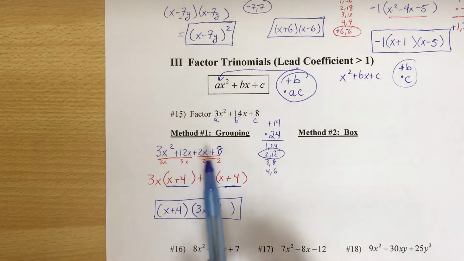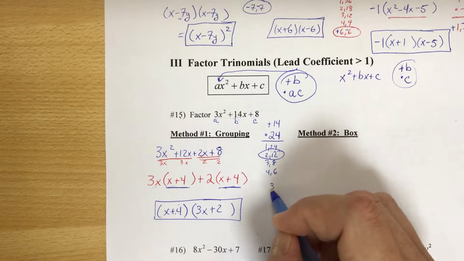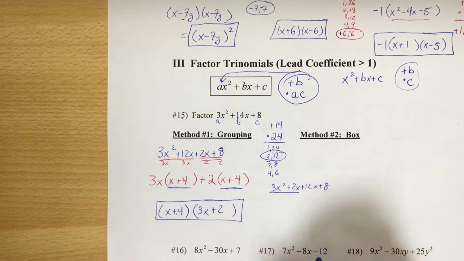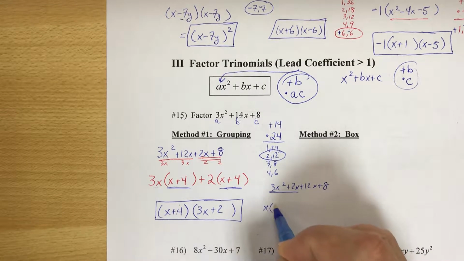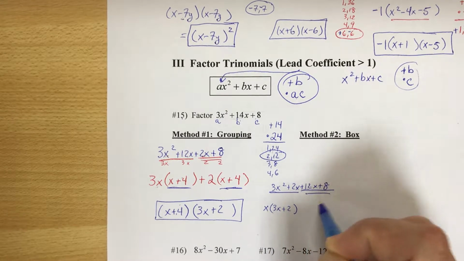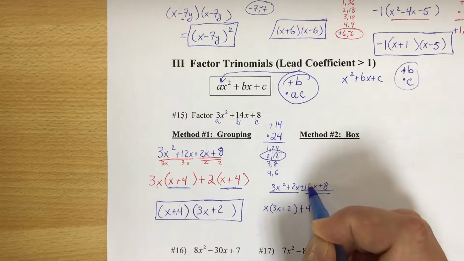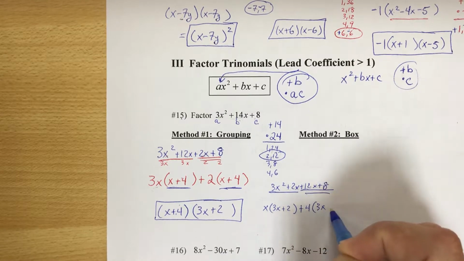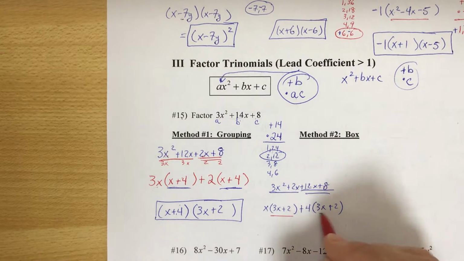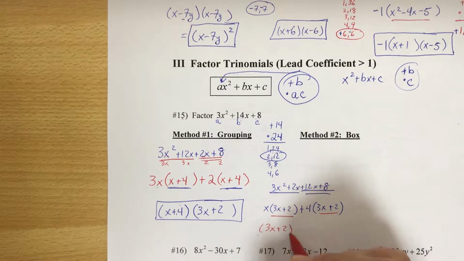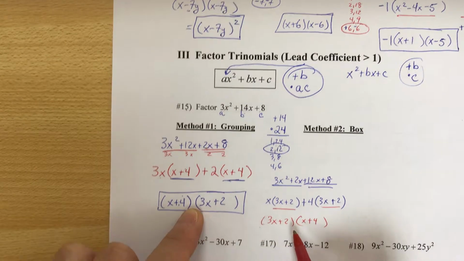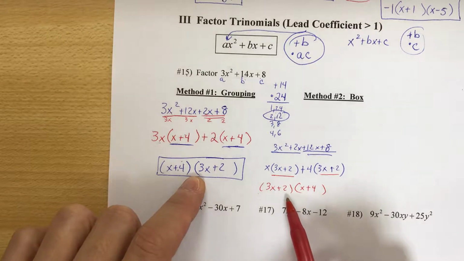Now you'll notice I switched the 12x and the 2x. Would it have mattered if we didn't do that? If I had written 3x squared plus 2x plus 12x plus 8, the first pair we could have only factored out x, which would have left 3x plus 2. And the second pair, both of these are divisible by 4. Divide by 4, that's 3x plus 2. Look at what happens. Both of them have 3x plus 2, so I factor that out. What's left? x plus 4. It is the same answer. It's just written in a different order, but that's okay.